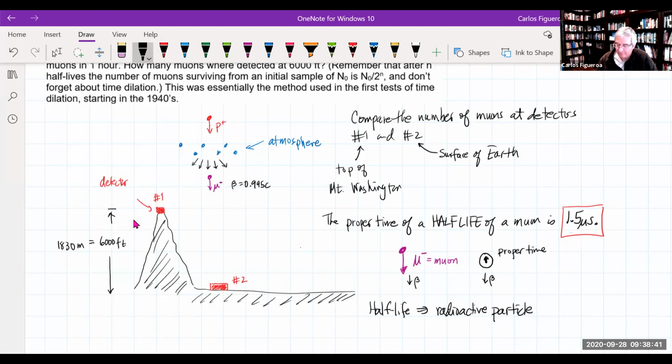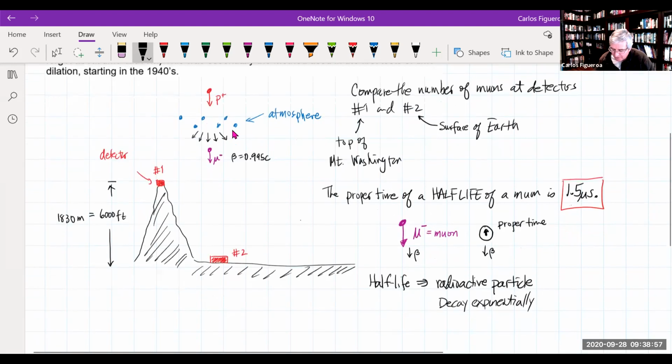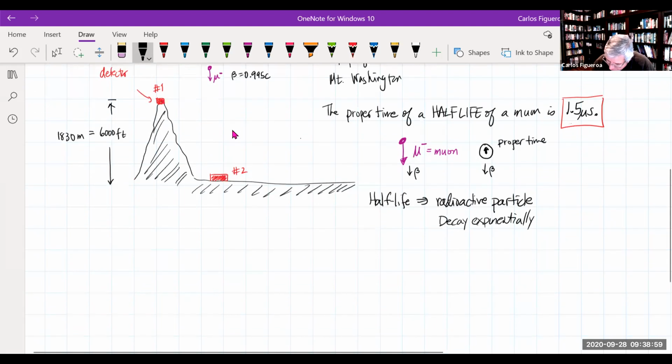And the half-life essentially tells you that these radioactive particles decay exponentially. What that really means here is that they follow the radioactive or the radiation law. So they decay exponentially and follow the radiation law.